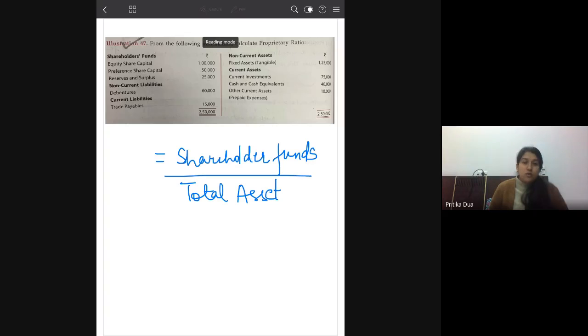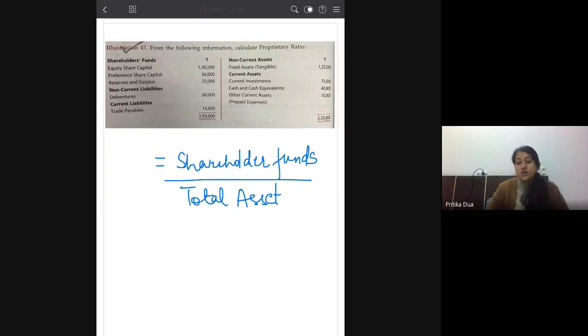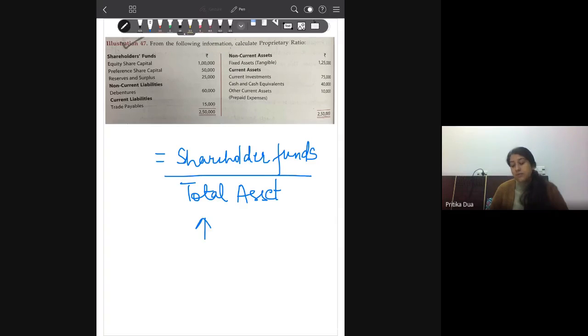So all of you know shareholder funds are equity shares plus preference shares plus reserves and surplus. And total assets are fixed assets plus current assets. So one simple question on proprietary ratio is given. Again, higher the ratio, better it is, because it provides more safety margin to the creditors, to the people who are lending money to the business. Okay, so please solve this question. If there's any doubt, you can ask.